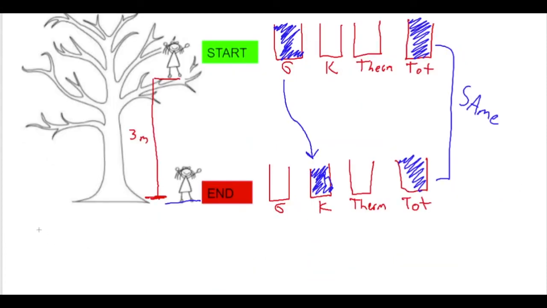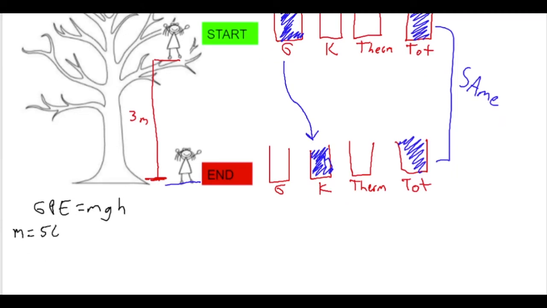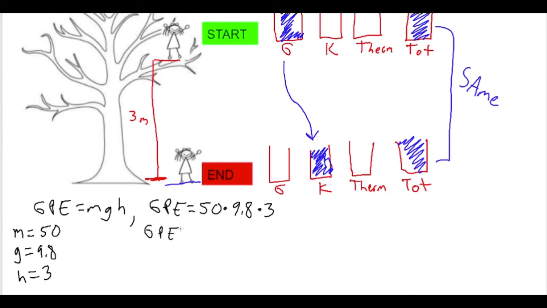So in the beginning, we said all they had was GPE, and we know that GPE is equal to mass times gravity times height. The mass of our child is 50 kilograms. The gravity, because they're on Earth, is 9.8, and the height is 3 meters above the ground. To solve for GPE, we're just going to multiply all those together. We find out that GPE is equal to 50 times 9.8 times 3. And when we do all that and plug it into our calculator, we end up with a value of 1,470 joules. Because we have to remember joules is the unit of energy.